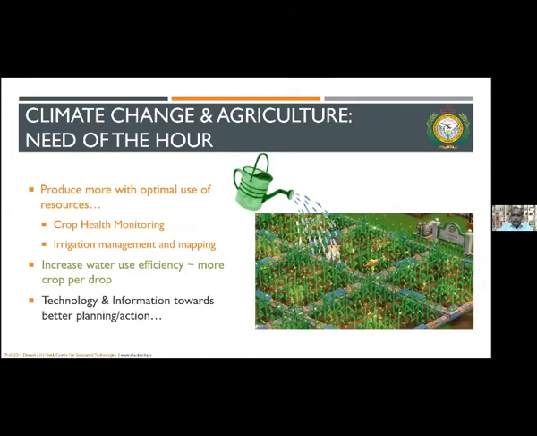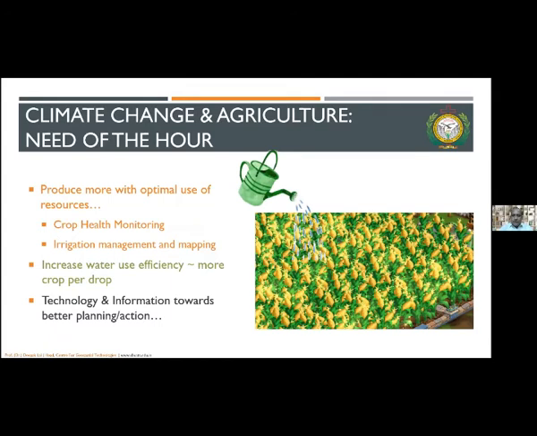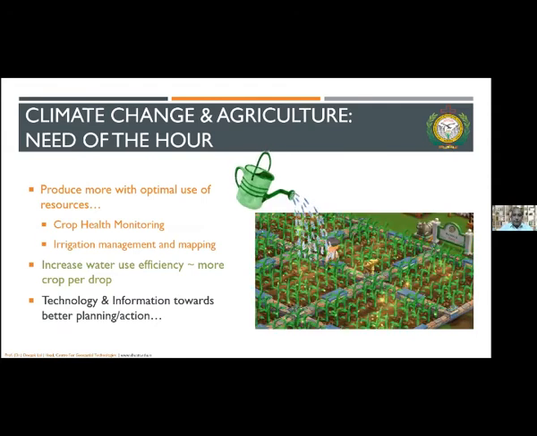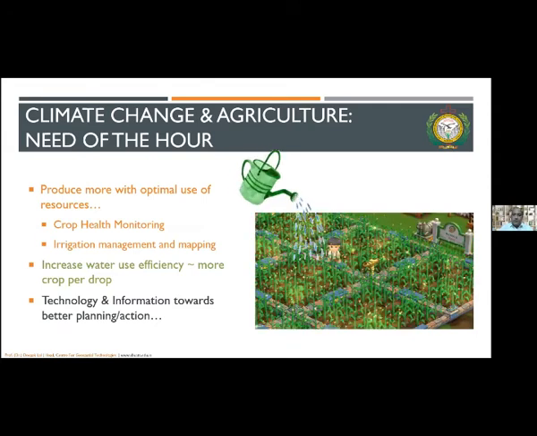We have learned some facts. We have seen concerns in terms of climate change and agriculture. Now, what needs to be done? First of all, produce more with optimal use of resources. We have to increase our production yield. And how can we do it?